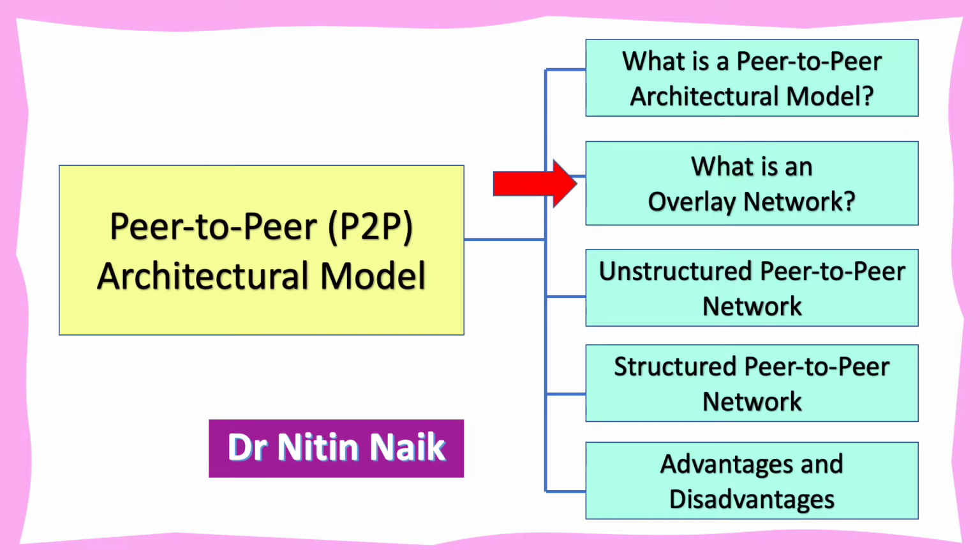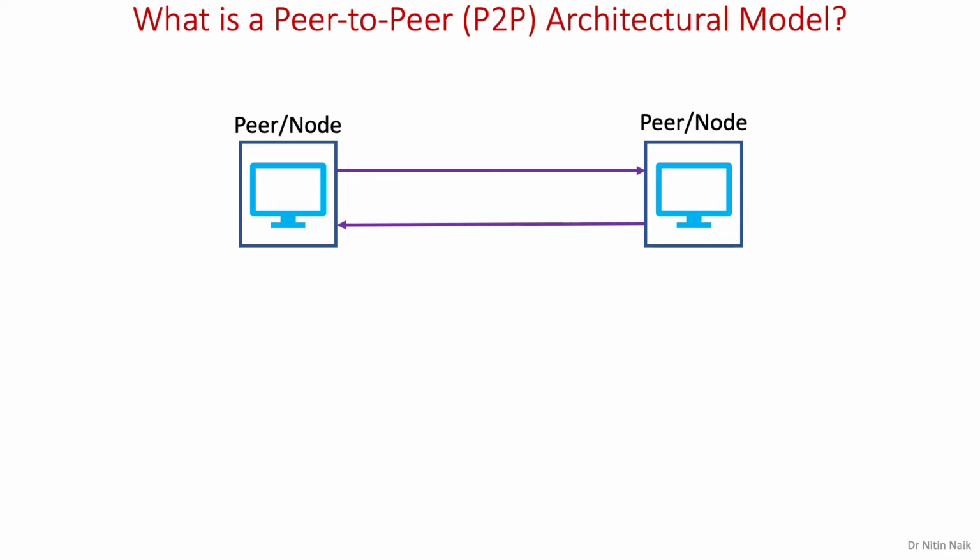Overlay network, unstructured peer-to-peer network, structured peer-to-peer network, and finally advantages and disadvantages of the peer-to-peer architectural model. So let's get started. What is a peer-to-peer architectural model?